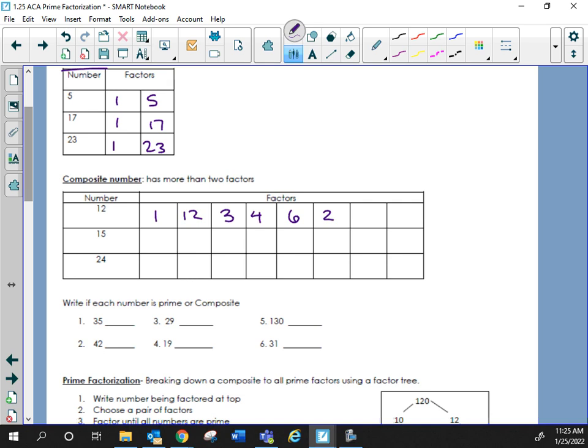Kyle, what are 2 factors of 15? 1 and 15. Very good. Lana, do you know another set? We already said 15. 3 and 5. Good. All right. 24. Cameron, give me a set of numbers that gets me 24.